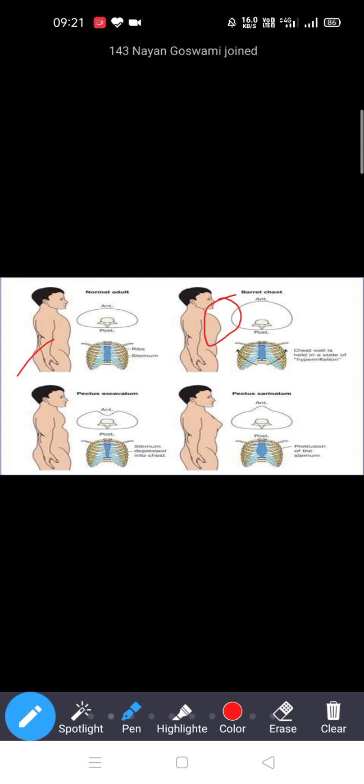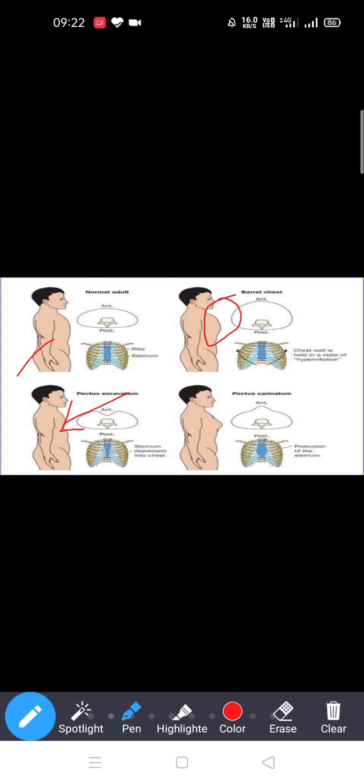And the third is pectus excavatum. So in the pectus excavatum, what happens here? The sternum is depressed inwards. Okay, so this sternum, it is depressed inwards. Clear? Then in the pectus carinatum, what happens here? The sternum turns outward. Okay, it is the opposite of the pectus excavatum. Pectus carinatum is the opposite of the pectus excavatum.